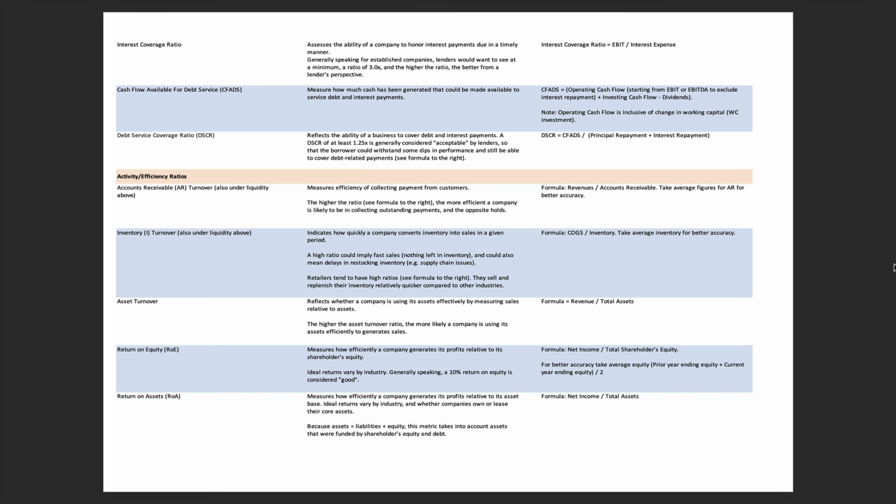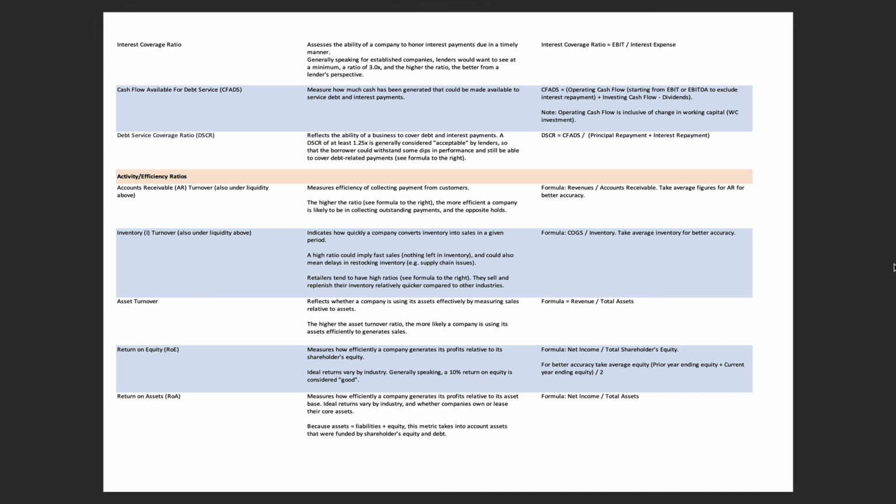Next, we have the asset turnover, which reflects whether a company is using its assets effectively. So what is this saying? The formula for asset turnover is revenue divided by total assets. So if a company is generating revenue that is far in excess of its asset base, then that's a good thing because it means that the company, in terms of activity levels, is good. In terms of efficiency levels, it's also good because it's using its total asset base to generate as much revenue as it possibly can. So when comparing two businesses that are identical in nature, the business that has a higher asset turnover ratio could be more efficient in using its assets to generate sales.